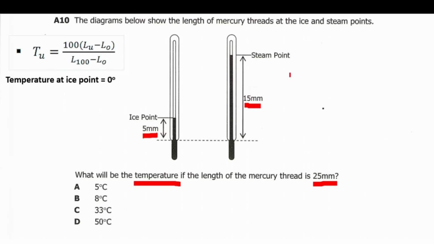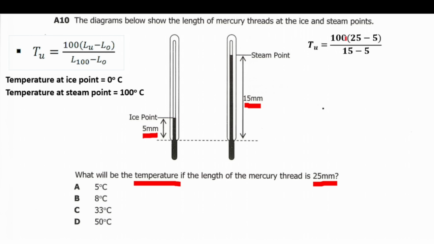The temperature at ice point is 0 degrees and at steam point is 100 degrees Celsius. I already explained this. Substituting these values, we have 100 open brackets 25 minus 5 divided by 15 minus 5. 25 minus 5 is 20, 15 minus 5 is 10, then 100 times 20 is 2000, and 2000 divided by 10 is 200. So the unknown temperature is 200 degrees Celsius. Coming to our question, there's no answer corresponding to this, which means there was an error with ECZ here.